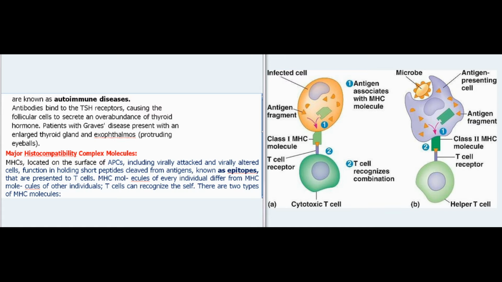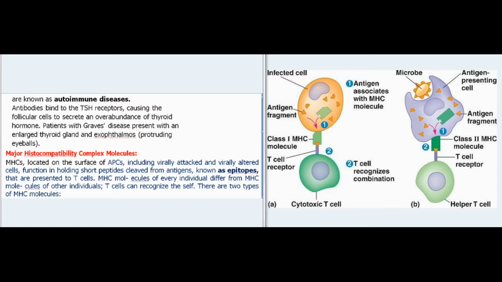Major histocompatibility complex molecules, MHCs, located on the surface of APCs, including virally attacked and virally altered cells, function in holding short peptides cleaved from antigens, known as epitopes, that are presented to T cells. MHC molecules of every individual differ from MHC molecules of other individuals, so T cells can recognize the self. There are two types of MHC molecules.